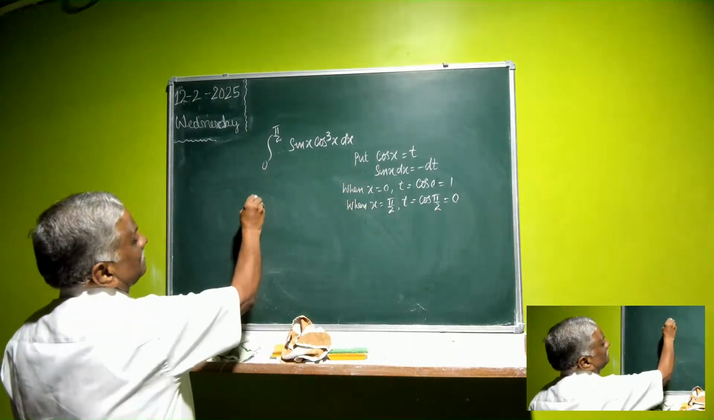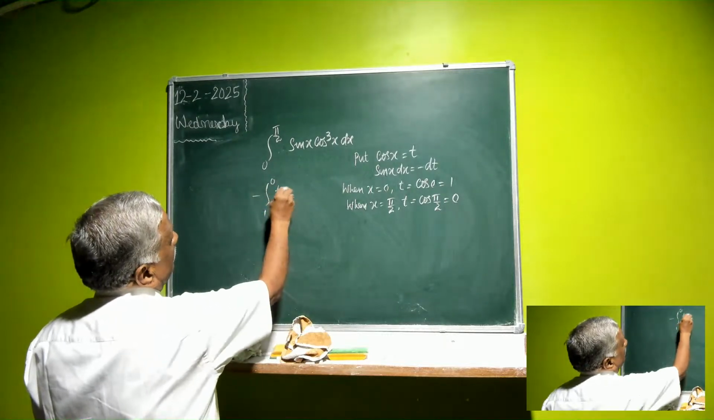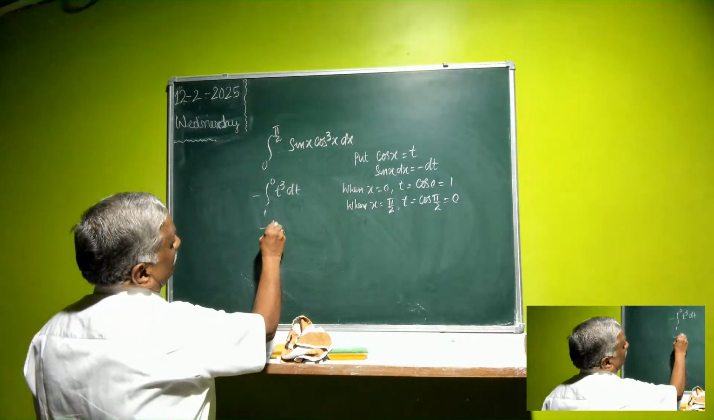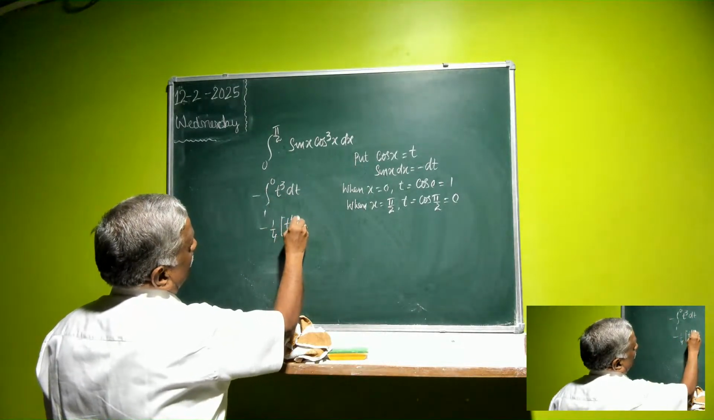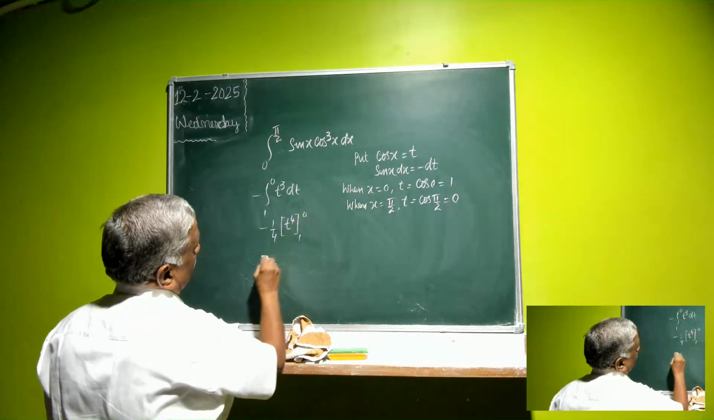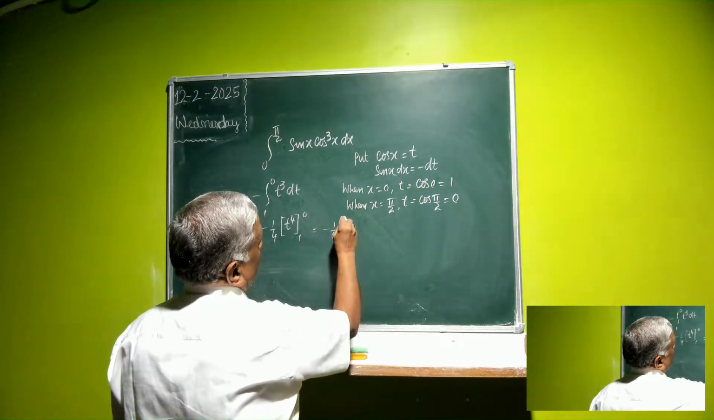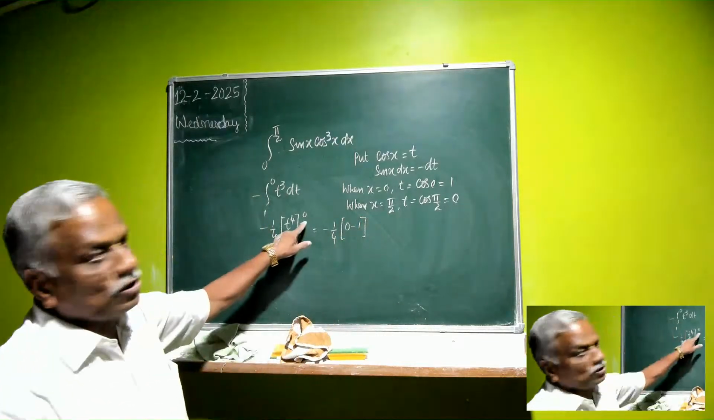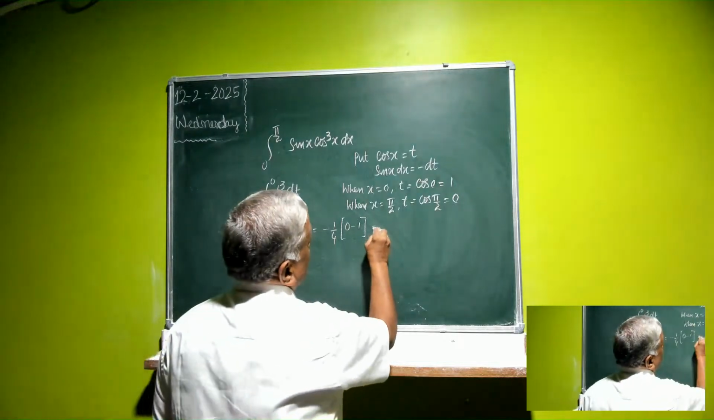The problem is the minus sign outside. The integral from 1 to 0 of t cube dt. That is 1 by 4 t to the power of 4, from 1 to 0. That is equal to minus 1 by 4 times 0 minus 1, because the upper limit is 0. First we should put the upper limit, then the lower limit. The answer is 1 by 4.